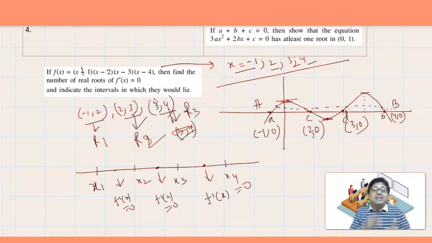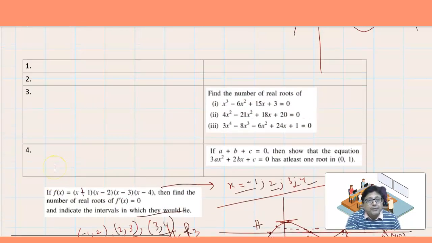(3, 4). While answering this question in an entrance paper, you just keep the concept in mind. The question may be made in a manner where they can confuse you. But the thing is that between two successive roots of f(x) = 0, there will be a root of f'(x) = 0. And between two successive zeros of f'(x), there is a zero of f(x) = 0. So we can say that there are three real roots and, because they ask for the interval, they are lying in the intervals (-1, 2), (2, 3) and (3, 4).